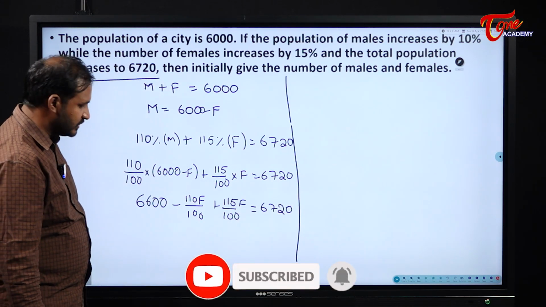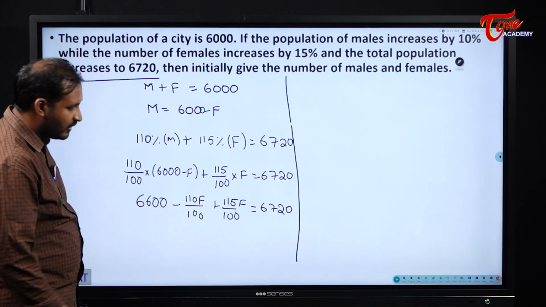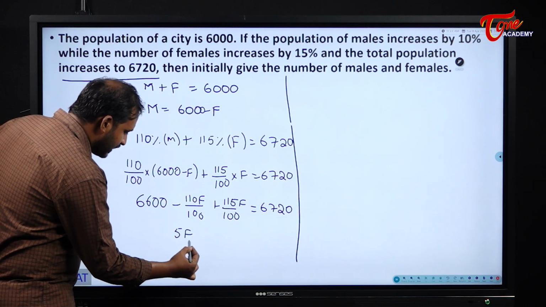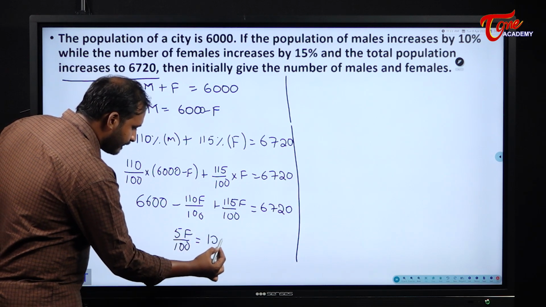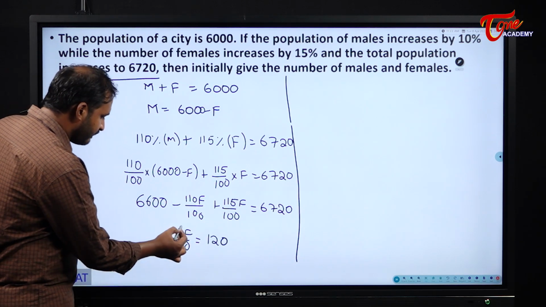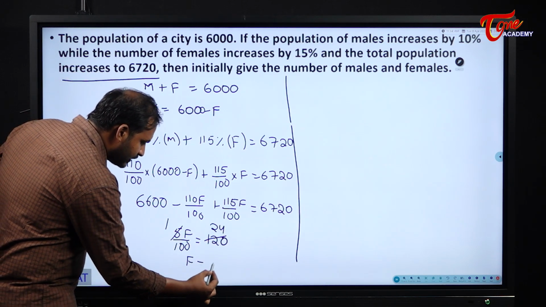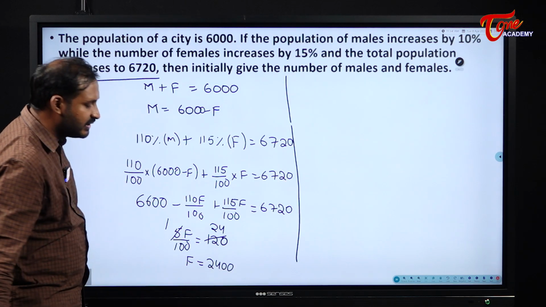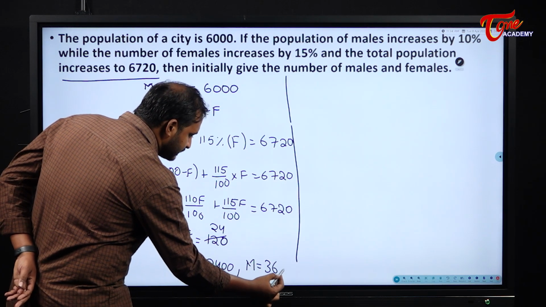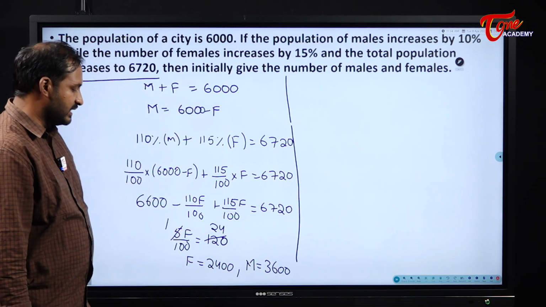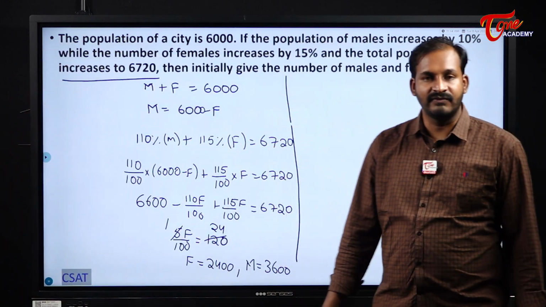Now see here, when I send 6600 to that side, and 115F minus 110F, what does it become? 5F by 100 is equal to 120. 5 ones are 5, 24s are 120. So female population will become what here? 2400. If out of 6,000 female is 2400, what about male? Male population will become 3600, right? So 2400 and 3600. This is the male and female population of that village.